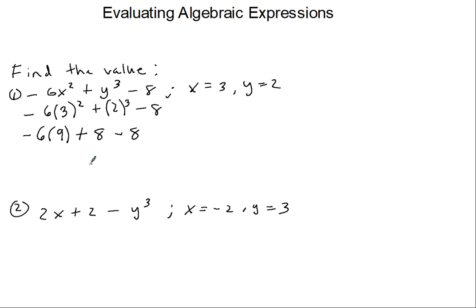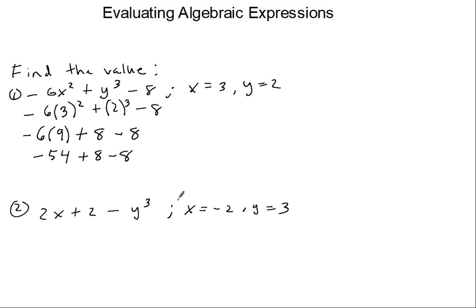So I want to continue to do PEMDAS now. After exponents, we see multiplication. So I do see some multiplication here. We have negative 6 times 9, which of course is going to be a negative, and that gives us negative 54. Alright, I'm going to bring everything else over here.